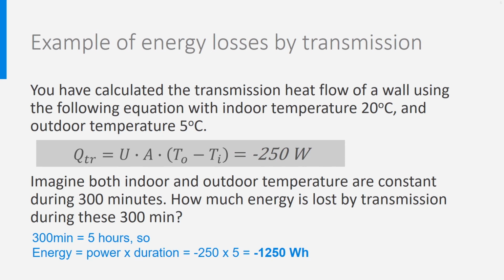To make sure you master the principle, let's take the example of transmission flows. Imagine you have calculated the transmission heat flow of a wall using the equation Q is U times A times temperature difference between outdoor and indoor, with indoor temperature 20 degrees C and outdoor temperature 5 degrees C. The result of this transmission load calculation is minus 250 watt. Imagine both indoor and outdoor temperature are constant during 300 minutes. How much energy is lost by transmission in these 300 minutes? Well, that is load times duration in hour. 300 minutes is 5 hours. So the energy is minus 250 times 5 equals minus 1250 watt-hour.